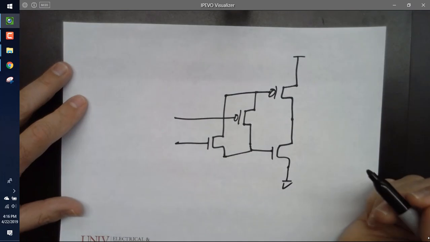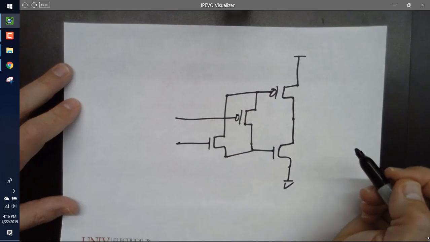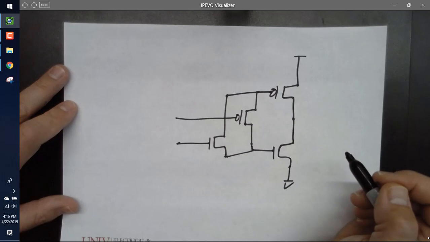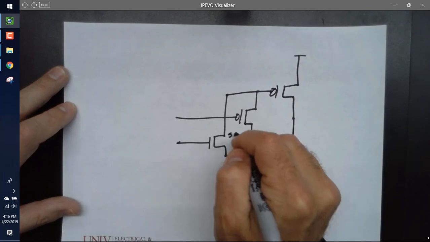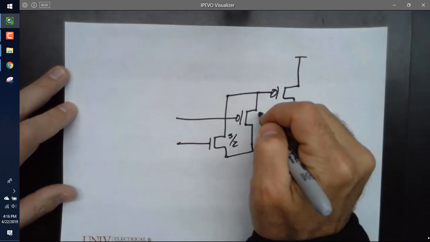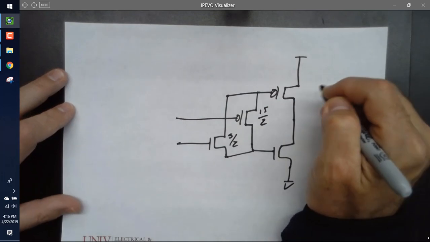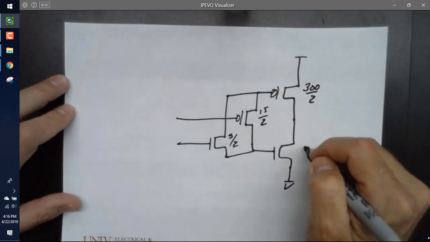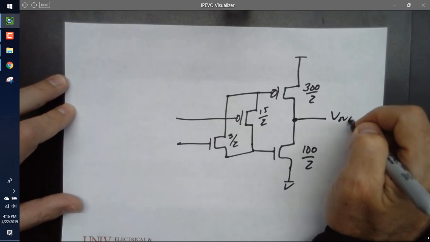And you know what? Just to be crazy, let's use the sizes from the book, the long channel process. What was the typical NMOS and PMOS sizes? 30/2 and 10/2. Okay, so I'm going to make this a 5/2, and this one 15/2. And then I'm going to go crazy here, and I'm going to make this 300/2. And this one 100/2, and this right here will be my output of my op amp.